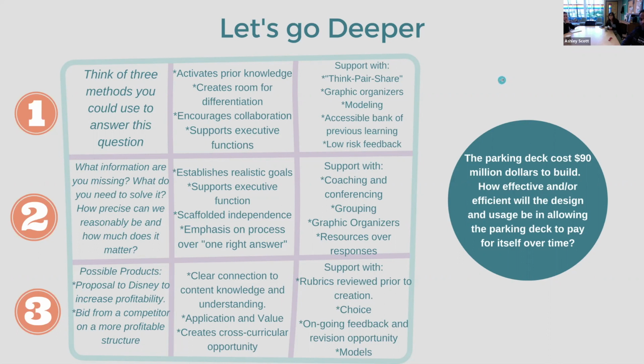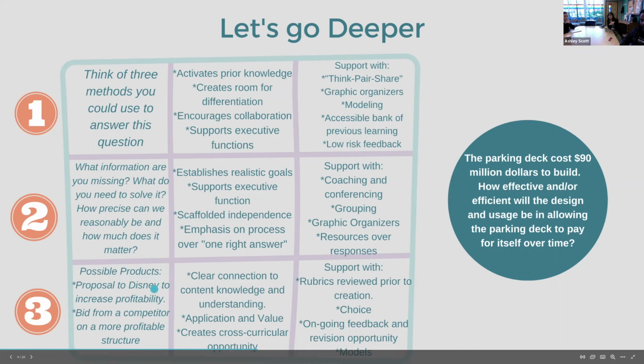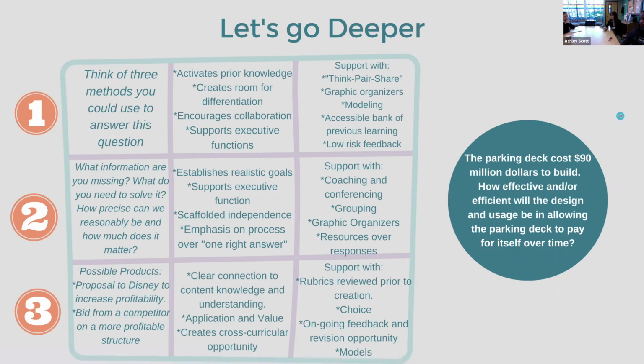And so that's an important part of the problem process. The problem is the break even of the parking place. And we have possible products. And three, what could you do? What could the project or the presentation be? It could be a proposal to Disney to increase their profitability. So what are they going to submit to tell us that they have this? What is going to be their product? Or it could be a bid from a competitor on a more profitable structure or a more sustainable structure. A more accessible structure, those types of things.